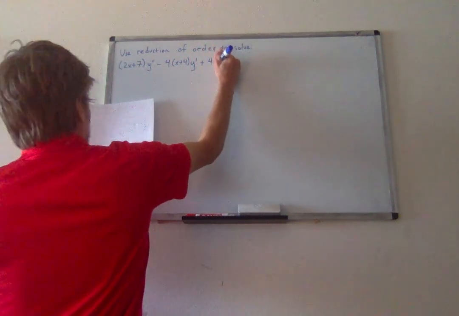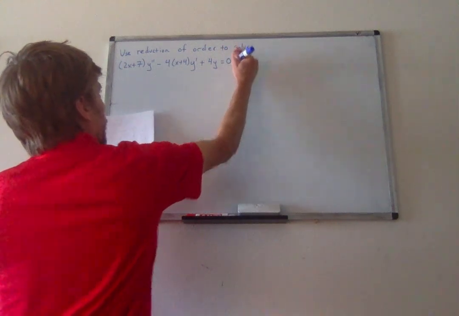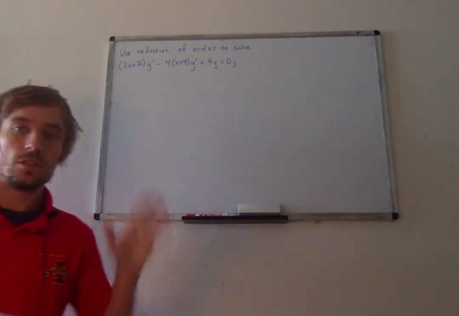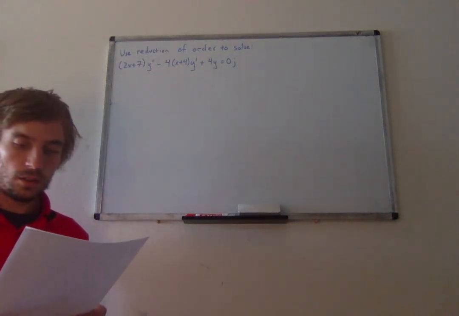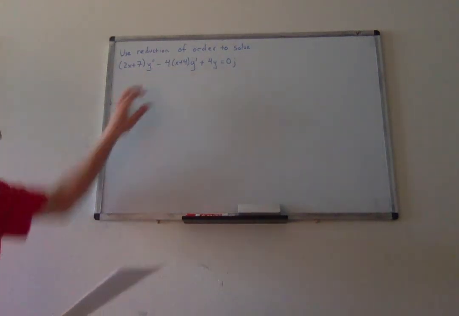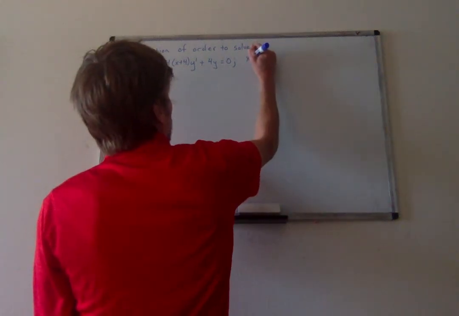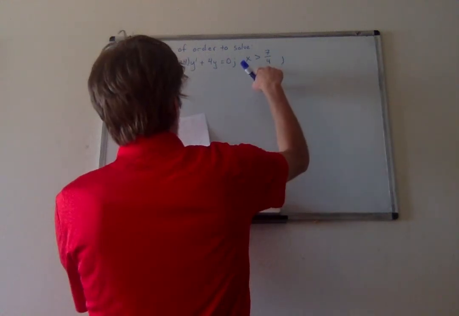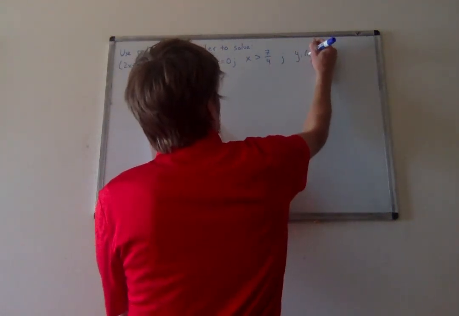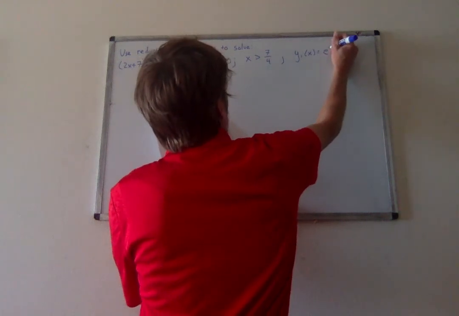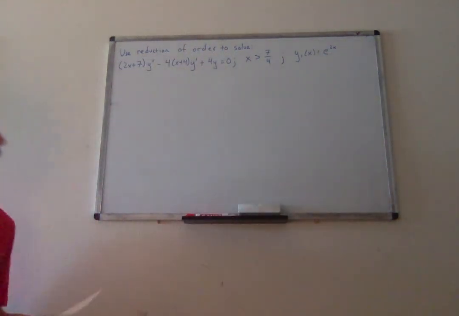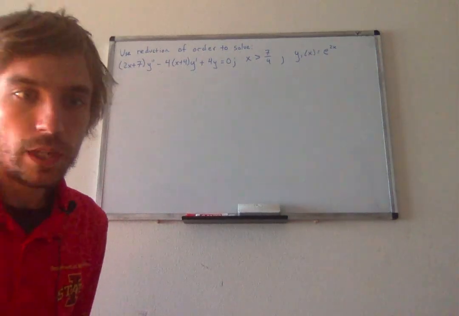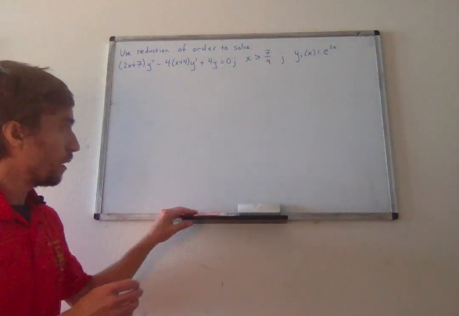And like I said, this has tricky algebra throughout, so if you see me make a mistake, just raise your hand and say something and I'll stop. We want to solve this, given that x is always greater than 7/4, so on this particular interval, and we know one solution to be y sub 1 of x is equal to e to the 2x. So remember the general way with which we solve this problem.